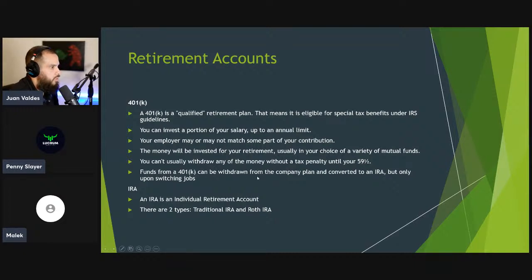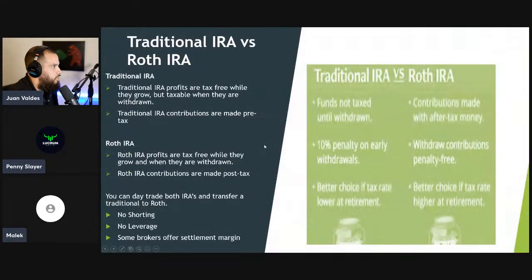They can be withdrawn or converted to an IRA. An IRA is another type of retirement account. They have traditional and Roth. So with a traditional IRA, profits are tax-free while they grow, but taxable when withdrawn. Some people, let's say they have a high salary right now, but they think by the time they retire, maybe their salary is going to be lower. Maybe they're going to be in a lower tax bracket. Then maybe they'll go with the traditional because they don't want to get taxed right now at the rate they're in. By the time they retire, maybe they'll be in a lower tax bracket, and they'd rather get taxed then.